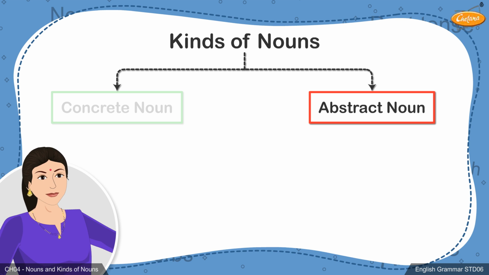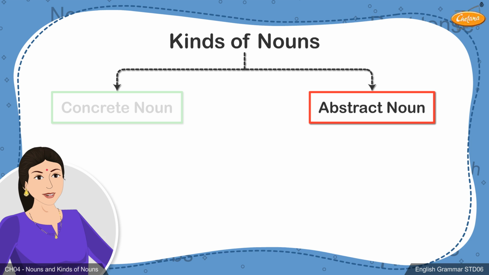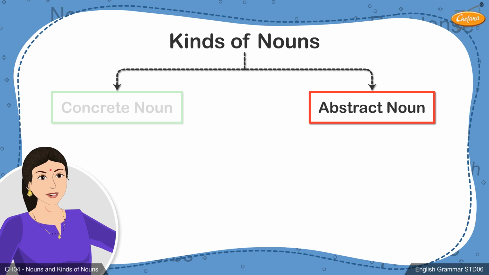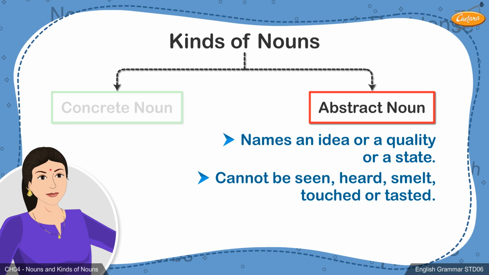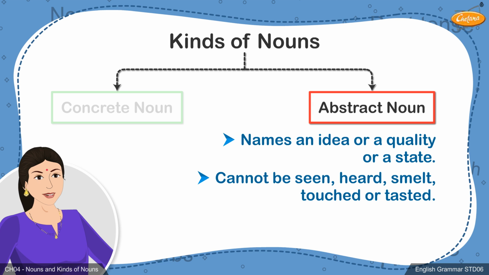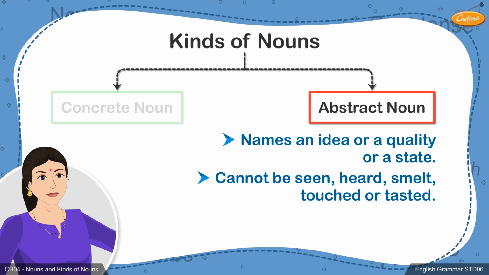These words come under the category of abstract nouns. An abstract noun names an idea or a quality or a state. An abstract noun cannot be seen, heard, smelt, touched, or tasted. It can only be felt or experienced.